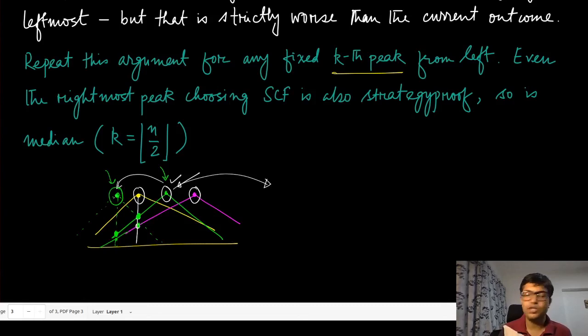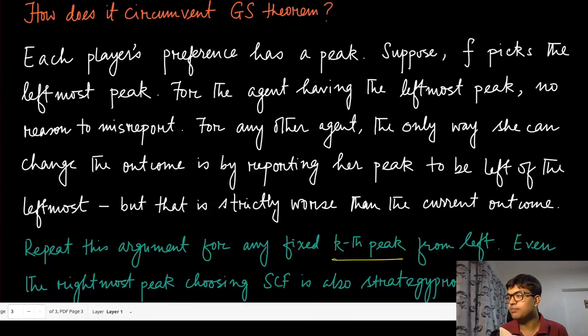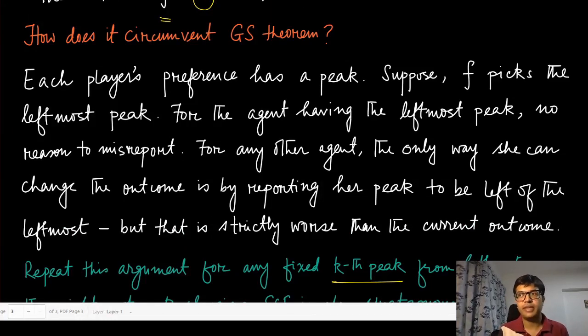And in particular, what is more popular or common is to pick the peak which is at the middle, which is the median of all these peaks. Sometimes this mechanism is called the median peak mechanism, and that will also be strategy proof. It's not very difficult to argue why this is strategy proof. That is one example of how you can circumvent the GS theorem. We can actually find mechanisms that are onto and strategy proof and not necessarily dictatorial.